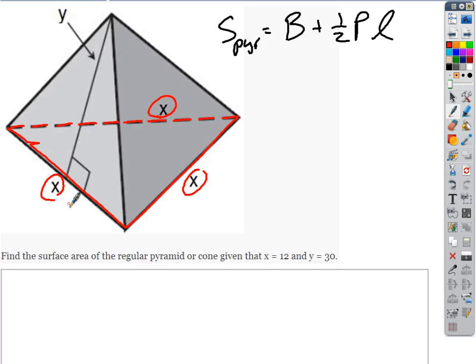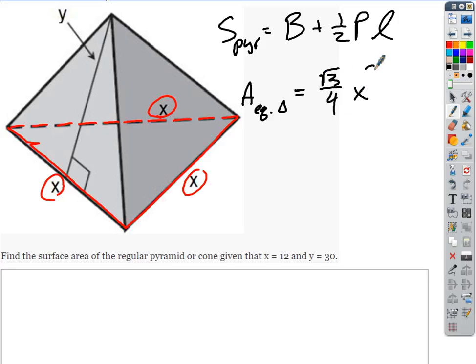But we have a formula for an equilateral triangle. Does anybody remember what that is? Aha, good. The area of an equilateral triangle is the square root of 3 over 4 times x squared, or s squared, whatever you want to call it, the side length squared, right?